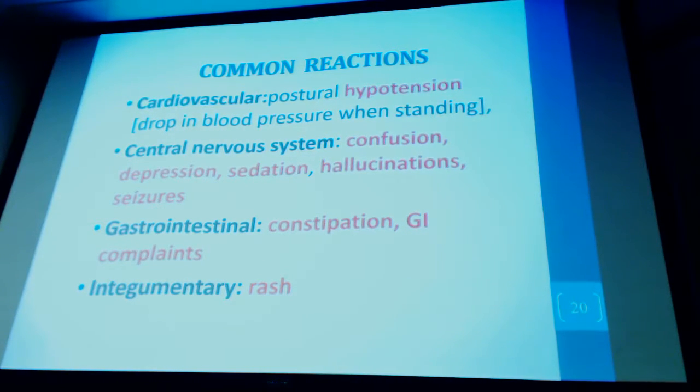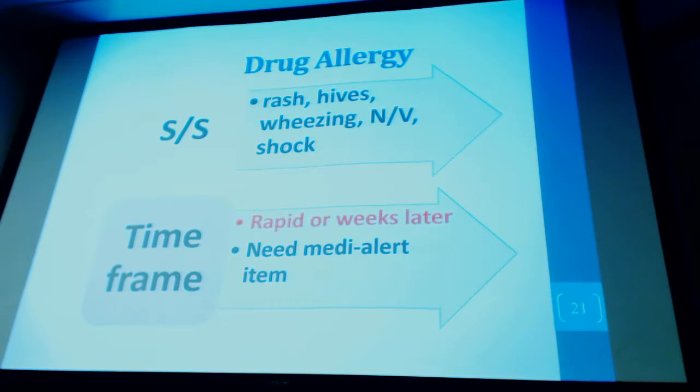Integumentary, a rash. Sometimes patients develop a rash from a medication. Now, a rash can be the sign of a drug allergy. The very first time we put that chemical in their body, they will not have an allergic reaction to it. Why? Because their immune system first has to identify it as something harmful, even though it is not. The second dose forward, they can have an allergic reaction.